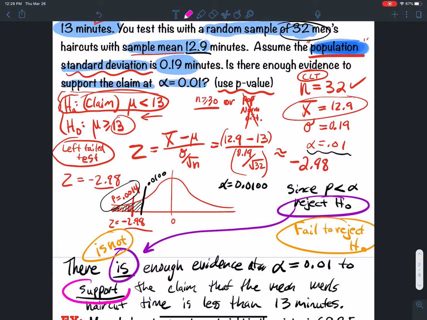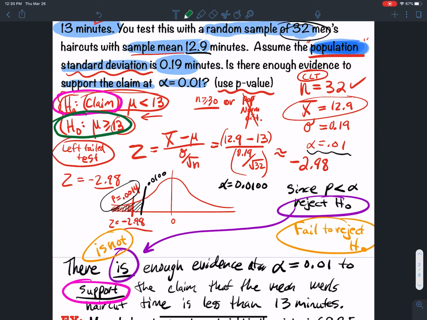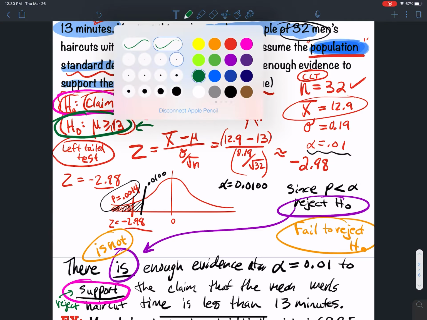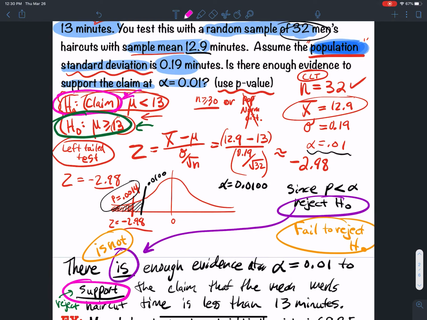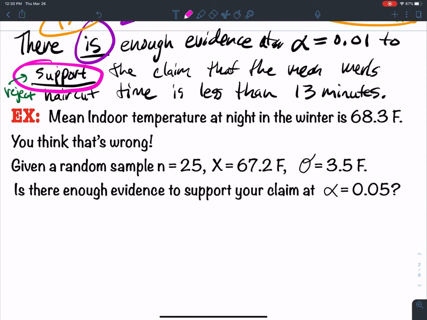And then go up here. Why did I use the word "support" here? Because my claim was the HA. Had my claim been the H0, I would have used the word "reject" here. So if the claim is the H0, the only thing I can do with the H0 is reject it. If the claim is the HA, the only thing I can do with the HA is support it. So those are the words that will change from problem to problem, okay?